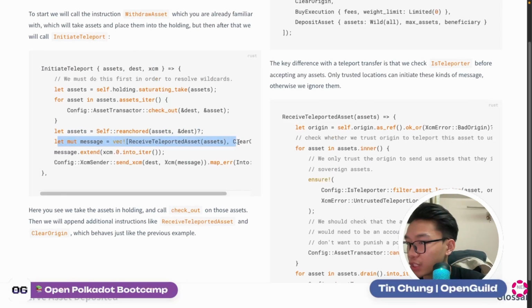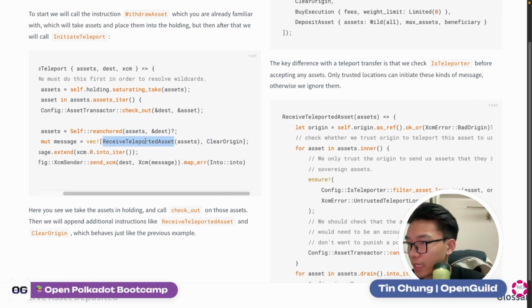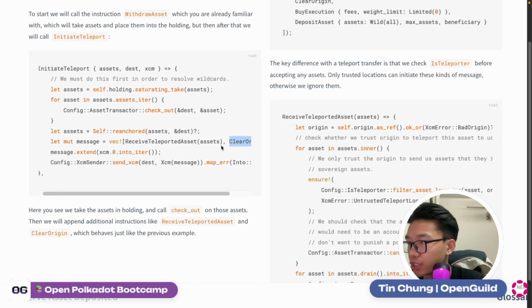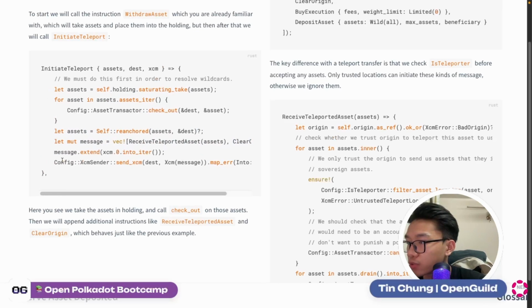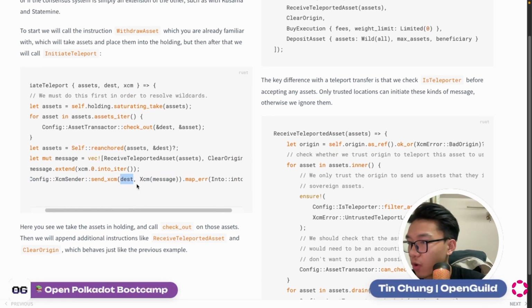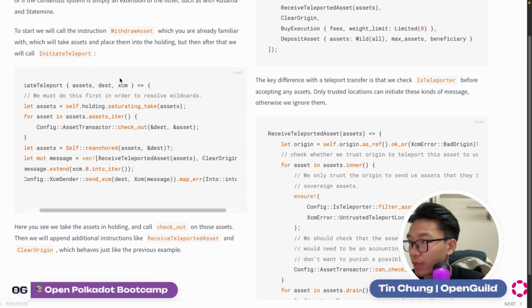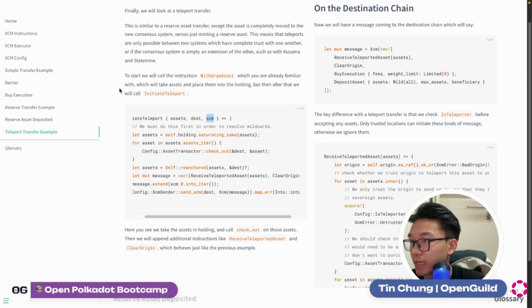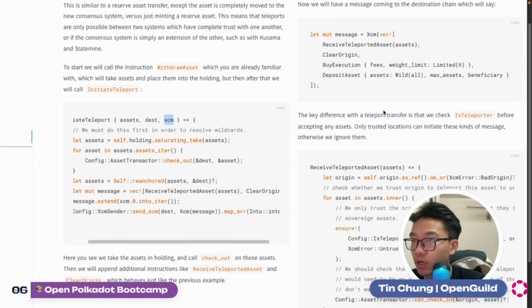Then you have the message that you have, the receive teleported asset, and also the clear origin. We want to send the XCM sender is going to send this message to a destination chain, with also the list of all the XCM messages that we define here. And that's how the XCM initiate teleport works.